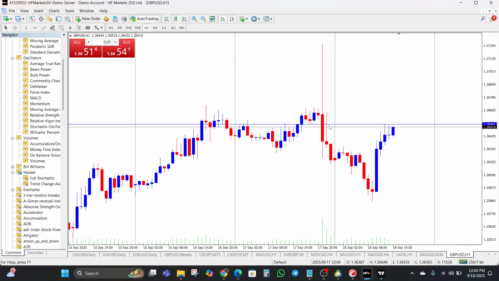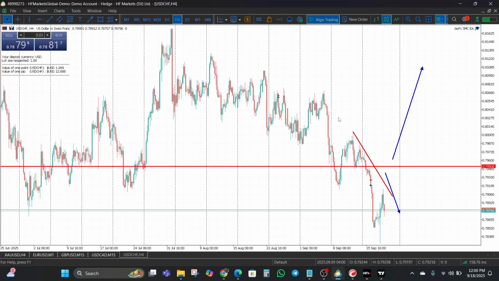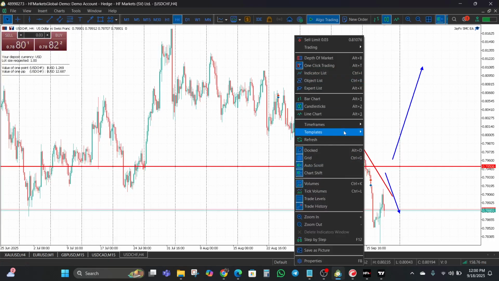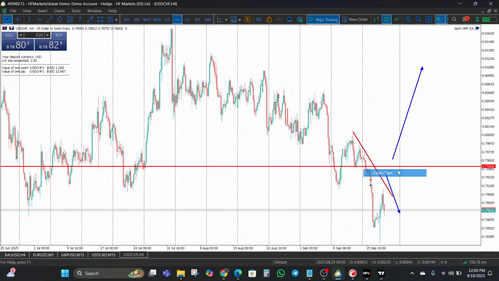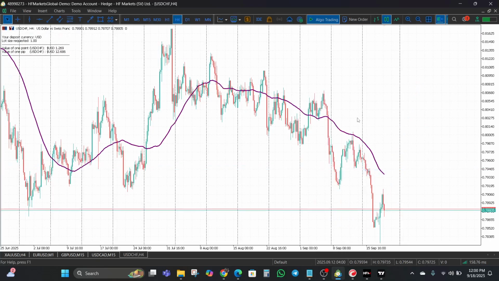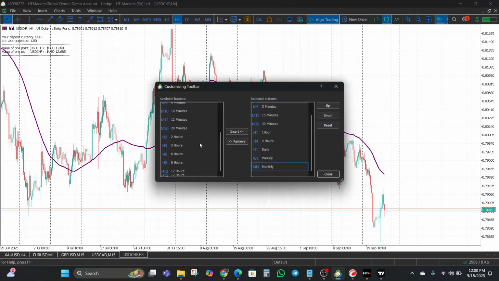Now let us move on to MT5, or MetaTrader 5. MT5 is actually the updated version of MT4, and it comes with a number of enhancements. It offers more charting time frames. In case you've not seen this before, well, I guess you're seeing it now.